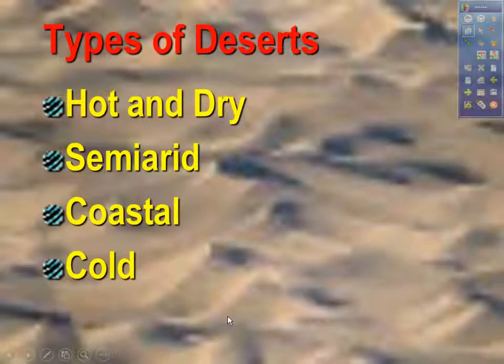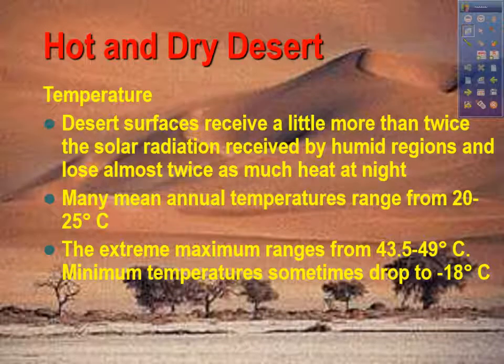So the different types of deserts. You're going to have what everybody pictures when they picture desert, which is a hot and dry desert. You can have a semi-arid desert. You can have a coastal desert, and you can have a cold desert. So the hot and dry desert.